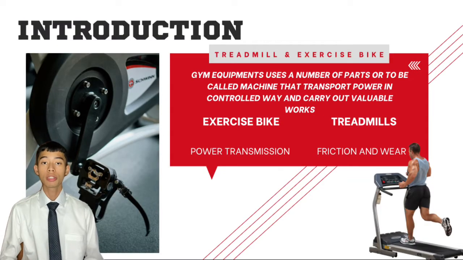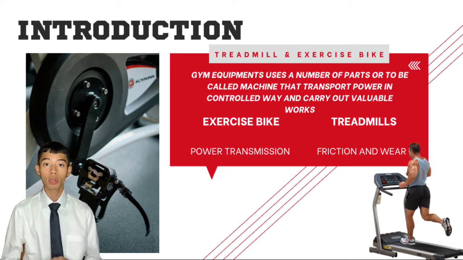In this video, we will present our report, The Applications of Mechanic of Machine in Gym Equipments. In this study, the gym equipments that we will study are the exercise bike or stationary bike and treadmills. A treadmill is a workout machine with a belt that loops around and is powered by a motor. Meanwhile, a stationary bicycle is a piece of equipment used for cycling exercises indoors.